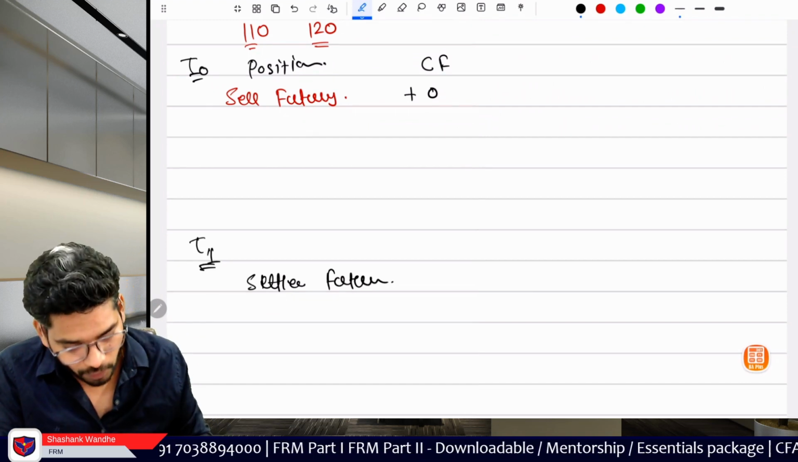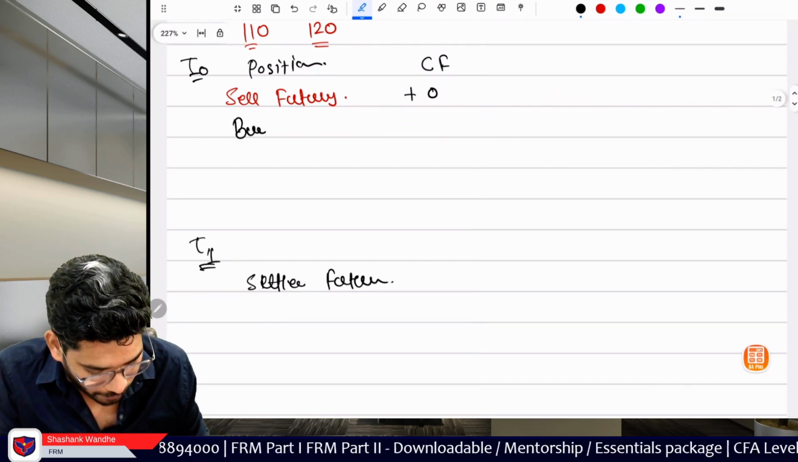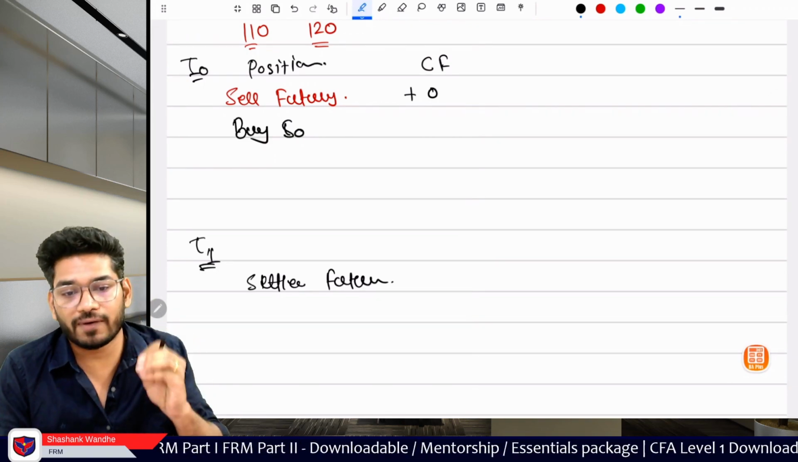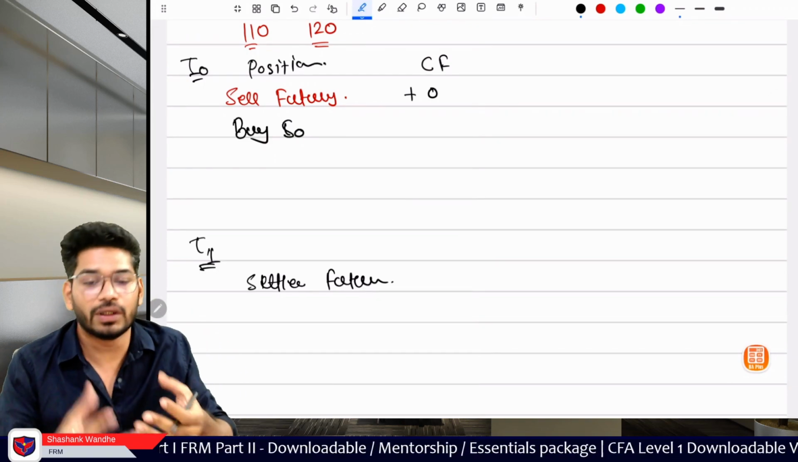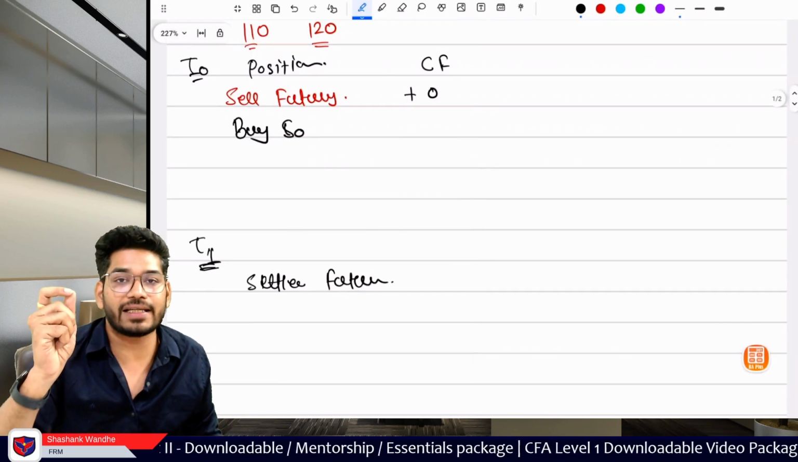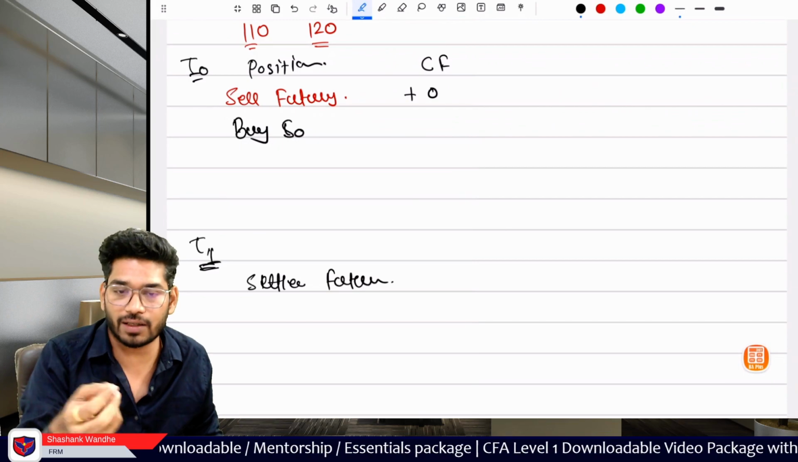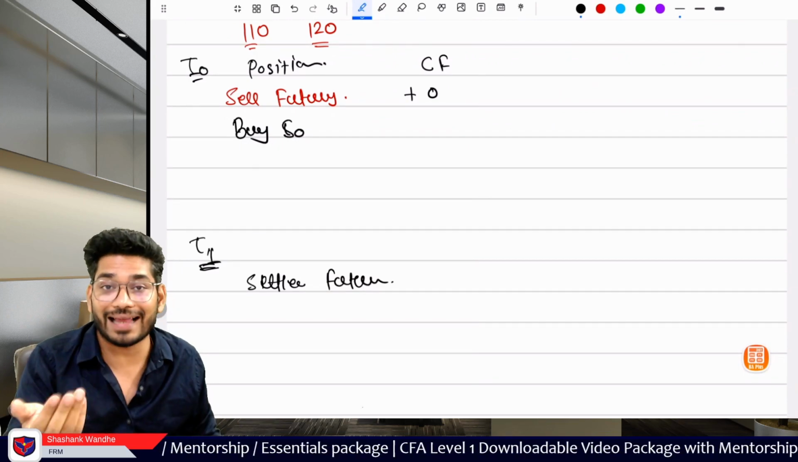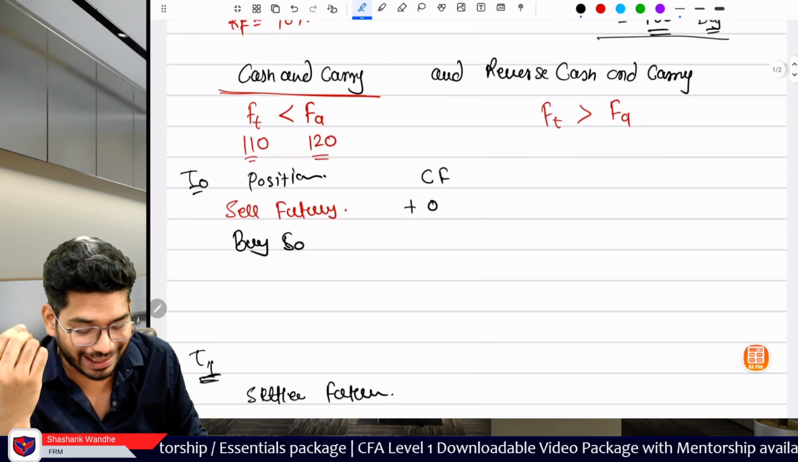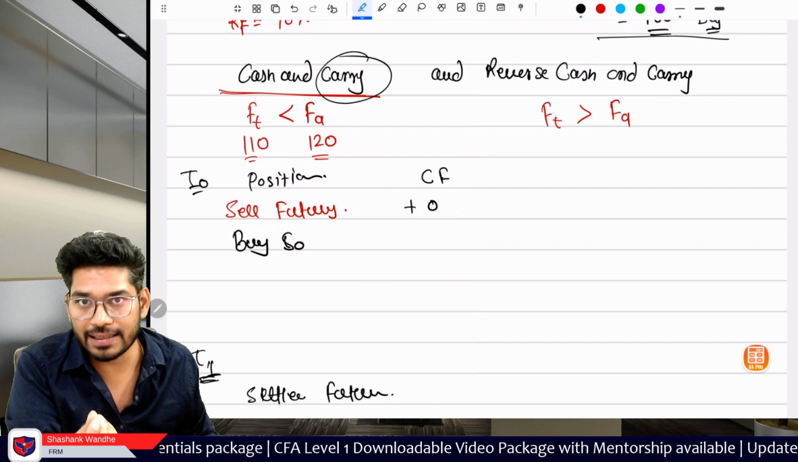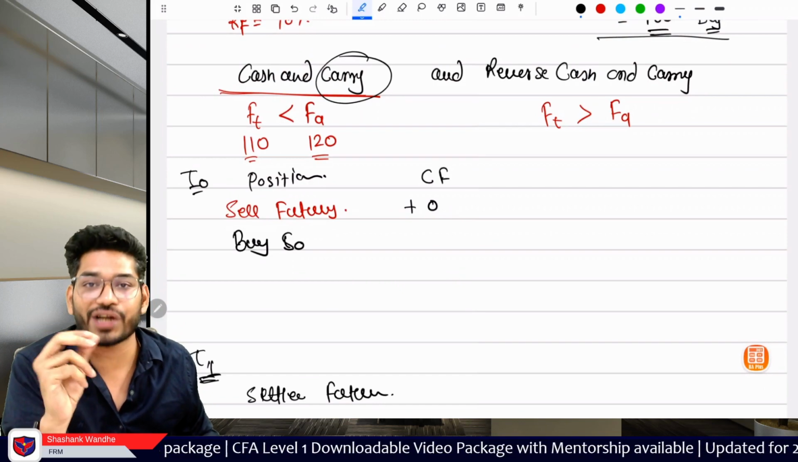For this reason, we will buy S0 at this point only. So we will buy S0 at T0 and carry it till T1. On T0, we will buy S0, and till T1 we will carry S0. And that's why the name of the strategy is cash and carry, because you are carrying the underlying asset. So we call this strategy cash and carry.